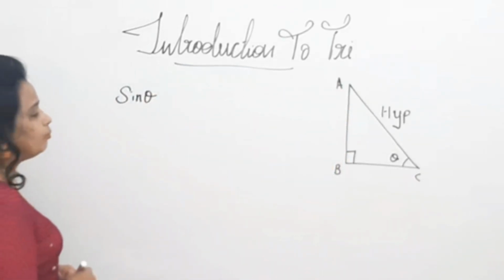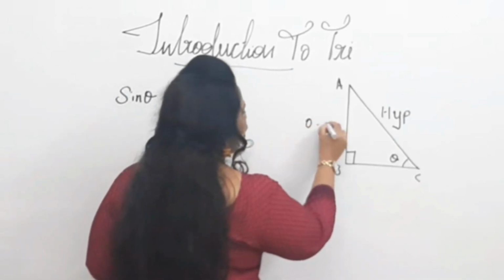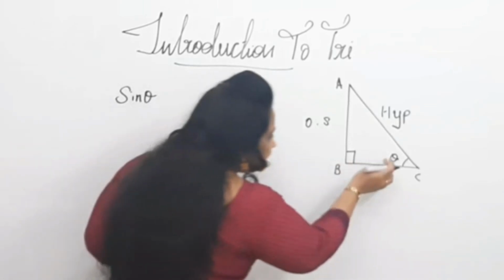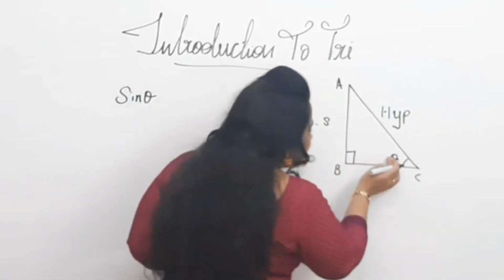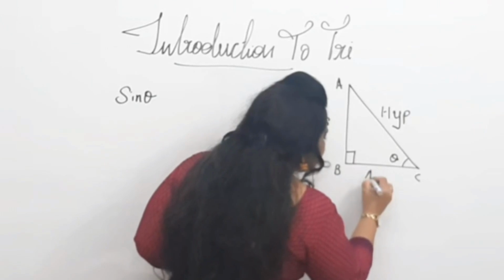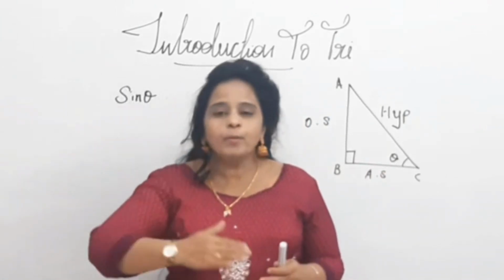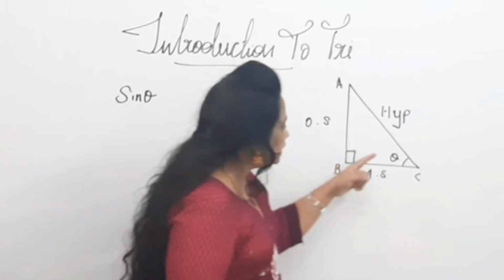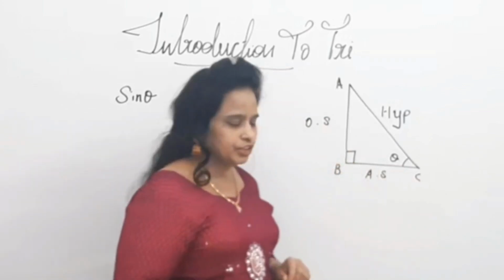Now I'm going to have my sine theta. Sine theta, the ratio says opposite side by the hypotenuse. So for theta, this is just opposite, and for theta, this BC is the adjacent side. Adjacent means next to it. Opposite means just opposite to it. So for theta, AB is opposite and BC is adjacent.